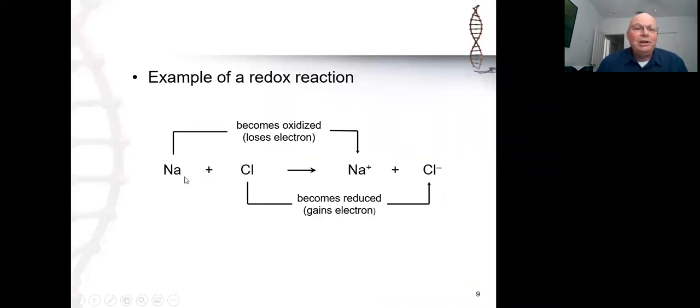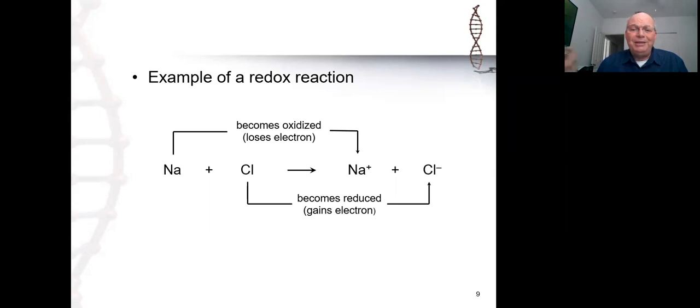Here it is. Here's sodium. Sodium, remember, gives up an electron. It's weakly electronegative. It has a single electron in its valence shell. It wants to get rid of that electron, so it's more than happy to give it up, but that's losing an electron. So chemically, that's an oxidation process. So the sodium is oxidized.